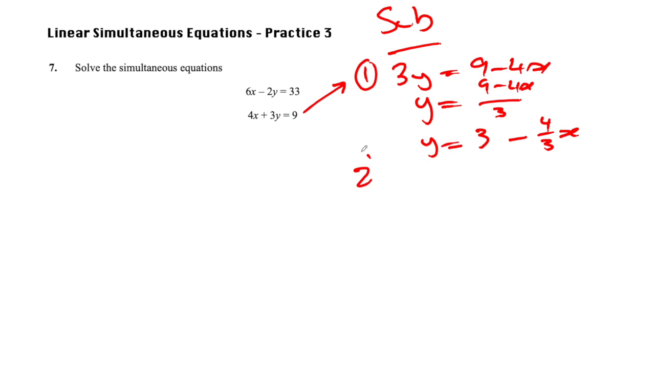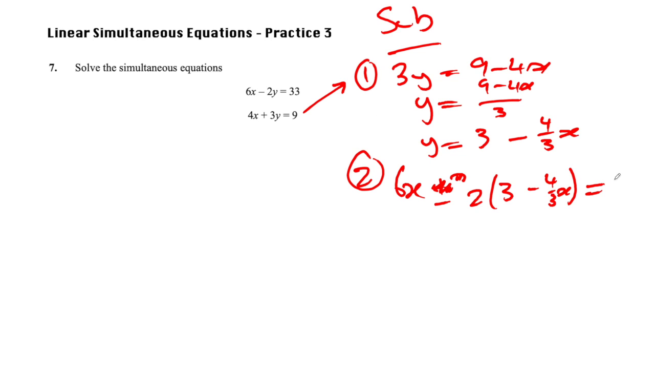Then the second step is to sub that y into one of the other equations. Well, the only other equation. So we've got 6x minus 2 times (3 minus 4 over 3 x) is the same as 33. So we've got 6x minus 6, plus 8 over 3 x. And that minus 6 is going to go on to the other side, so plus 6 equals 39.